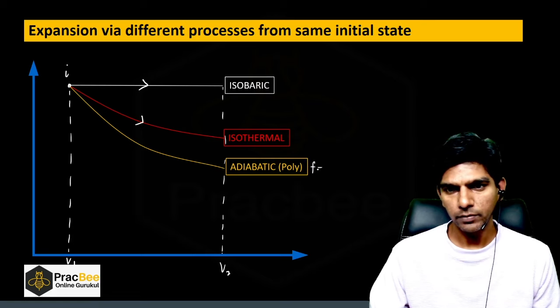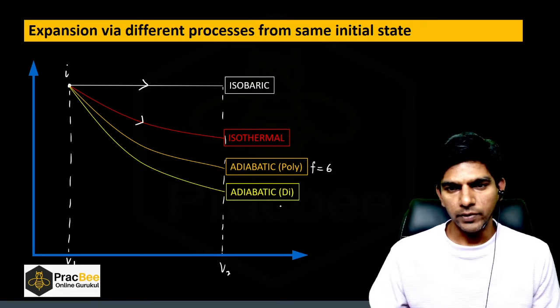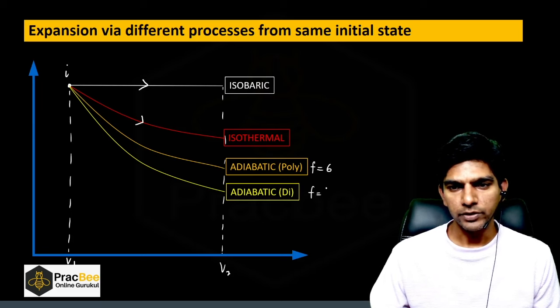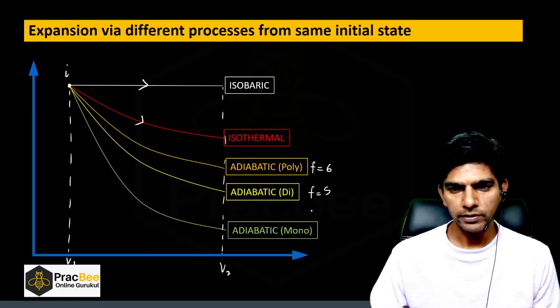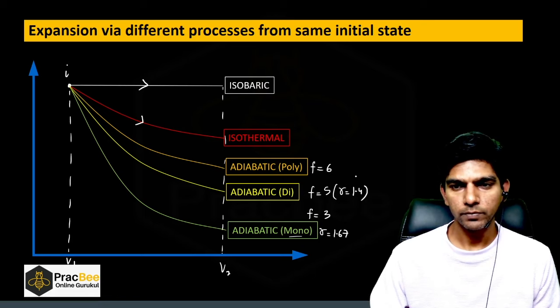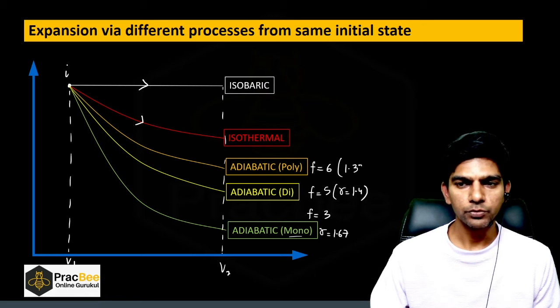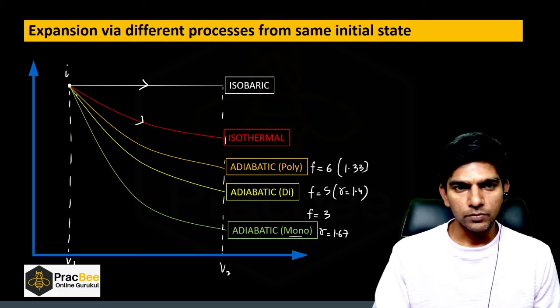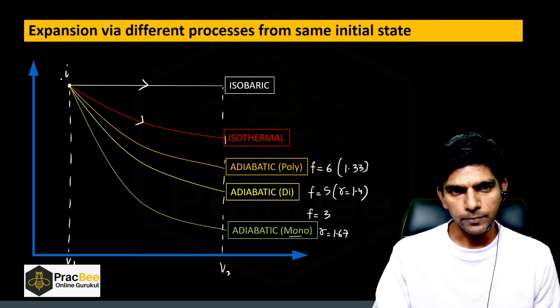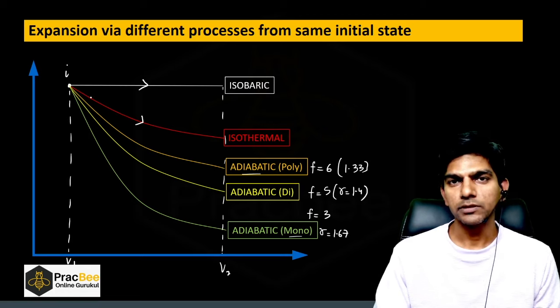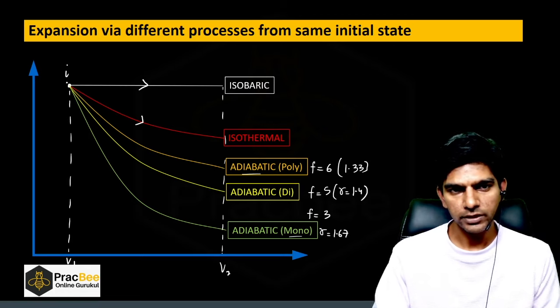Here the degree of freedom I have taken as 6. And this is a diatomic gas, where the degree of freedom I have taken as 5. And for monatomic gas, the degree of freedom will be 3. Can you see, for monatomic gas the gamma value is 1.67, for diatomic gas it is 1.4, and for polyatomic it is 1.33. You can easily figure this out from their slopes. For polyatomic the steepness is the smallest, but in case of monatomic it is the greatest.